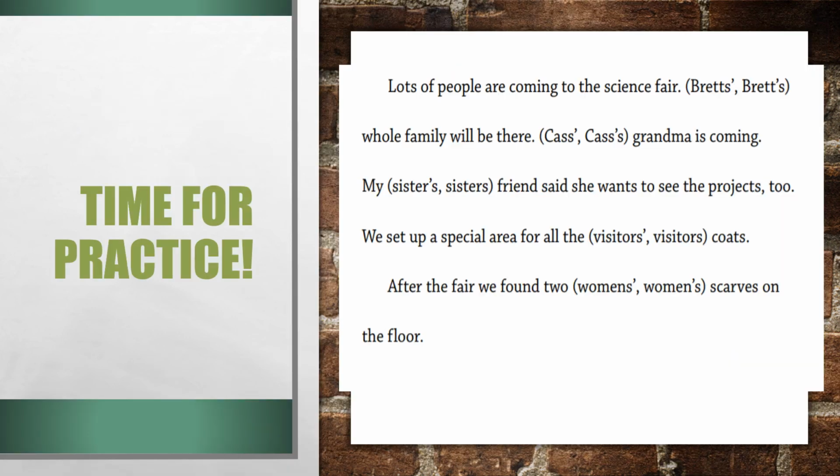All right, so we're going to do one more practice before it is your turn to do your work in your workbooks. We're doing possessive nouns again, where something is showing ownership or that it belongs to a person or a noun. Okay, so lots of people are coming to the science fair. Brett's whole family will be there. Brett is one person, so that's going to be an apostrophe S.